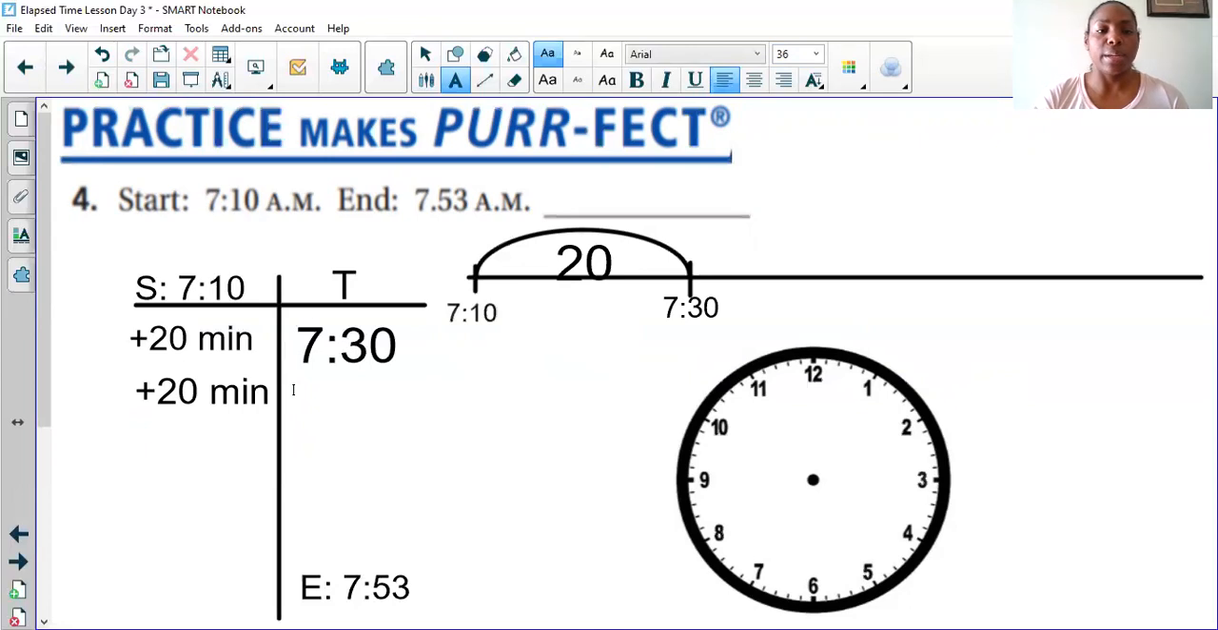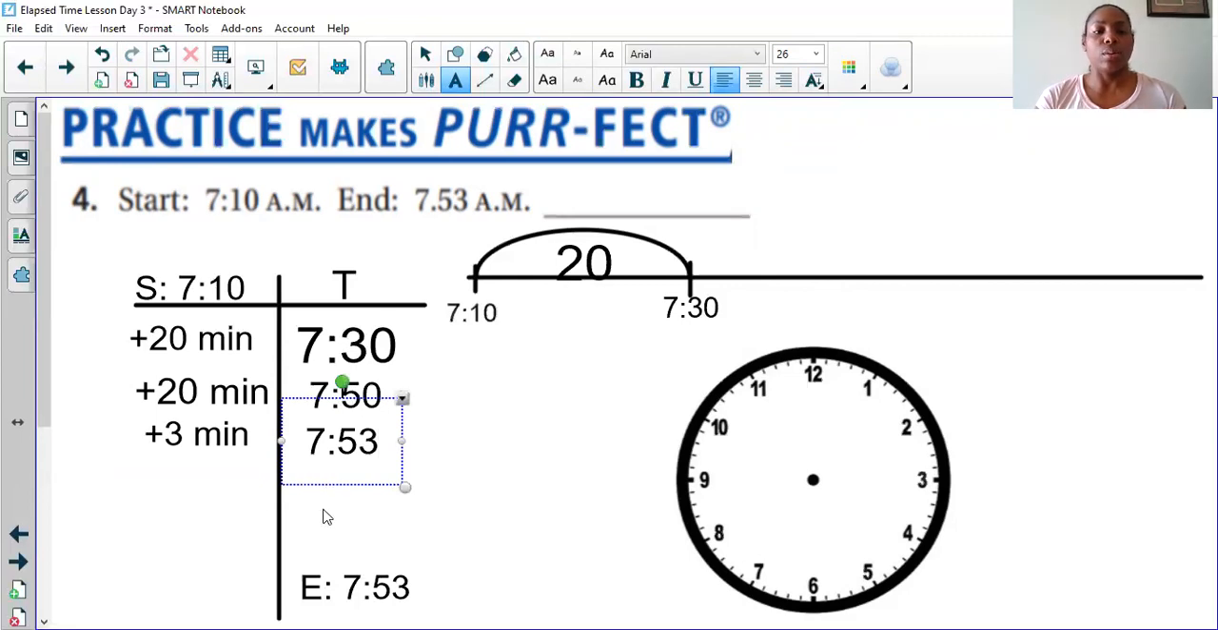And with this 20 minutes, I go from 7:30. If I add 20 minutes to 7:30, what do you think my new time is going to be? Exactly, 7:50. All right, so we're doing some good time right now. So how many more minutes do I need to make up to get to 7:53? You said 3 minutes, you are correct. So we're going to do plus 3 minutes.